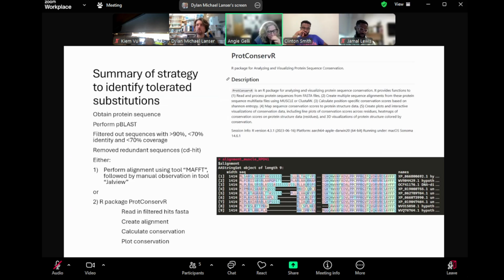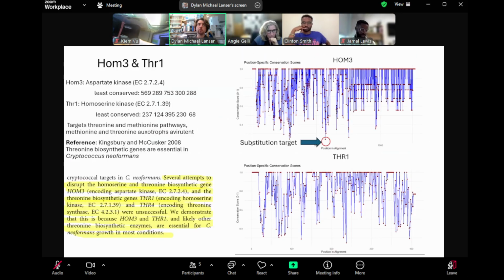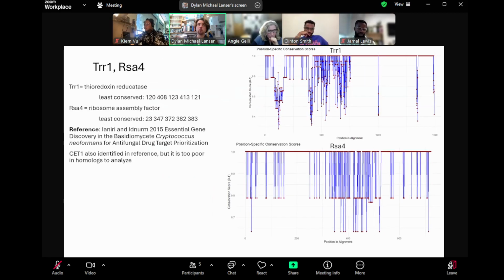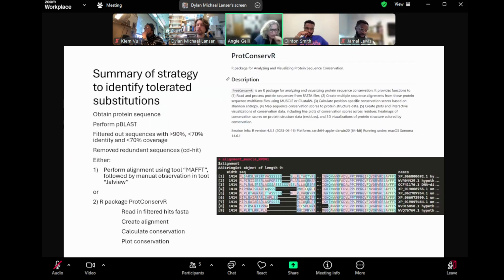Sorry, can I just ask, what are the 6 genes? Have you shown that already? No, I'm about to. Really quickly, they're HOM3, THR1, TRR1, RSA4, RPL39, and RPL22. Those are the six that I found.